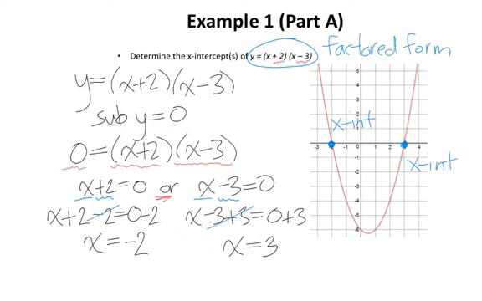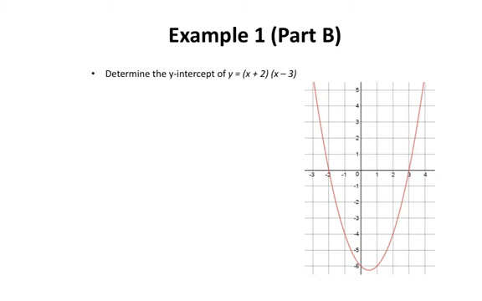In the second part of example 1, we want to determine the y-intercept of the same quadratic relation. If you've been given the graph, you can just look at the graph and determine it, and you can see that the y-intercept is -6. But there must be some mathematical way of doing this if we're not given the graph, and there is.